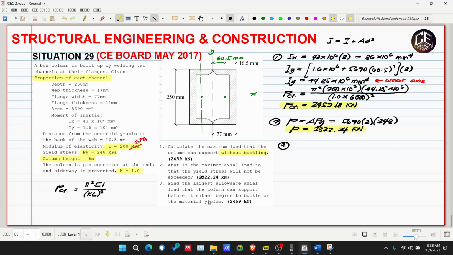So number 3 naman, find the largest allowable axial load that a column can support before it either begins to buckle or the material yields. Ibig sabihin, dito sa buckle, yun yung tinatawag natin na PCR or yung critical buckling load. Tapos ito naman is yung ating P from FY, which is nasolve na natin sa 1 and 2. Yung ating 1, yung PCR, yung ating 2 is yung P from FY. So ibig sabihin, mamimili lamang tayo sa dalawa kung sino ang pinakamaliit. Therefore, ang ating P max and P safe is equivalent to 2459.18 kilonewton.